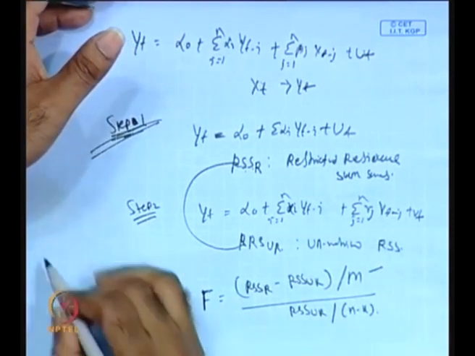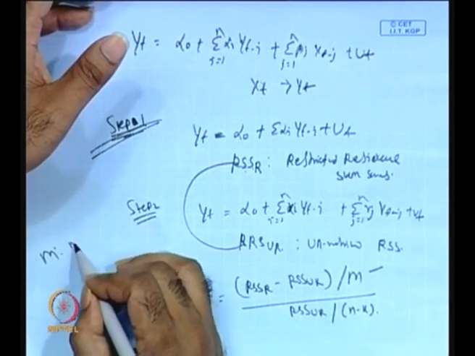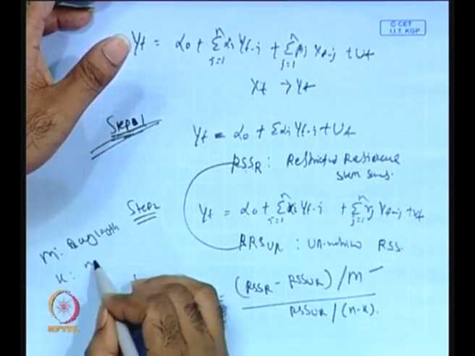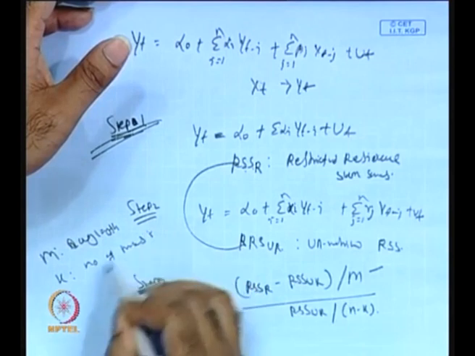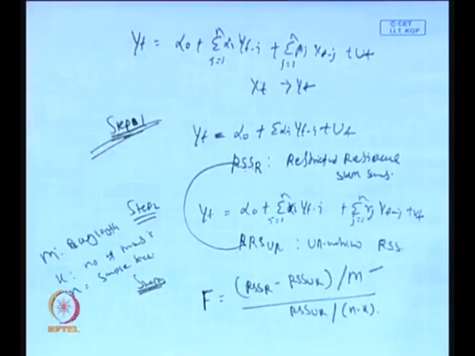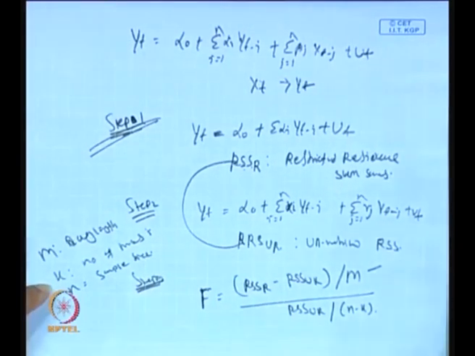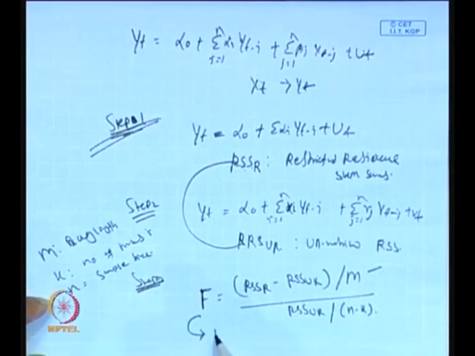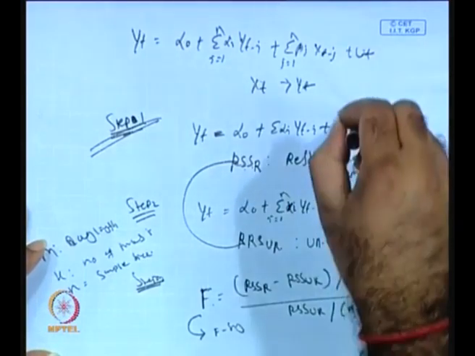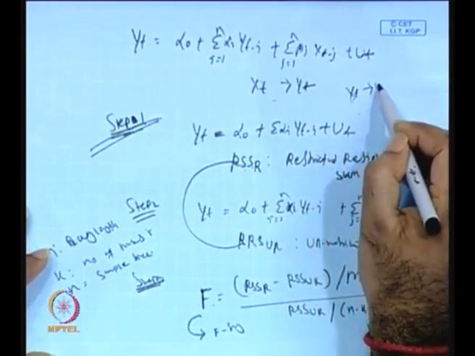Here m represents the lag length, k represents the number of parameters in the system, and n represents the sample size. Now you get the F statistic. This is the calculated value of F, and you compare it with the tabulated value of F for these degrees of freedom. Once you find that F is statistically significant, you conclude that xt causes yt.